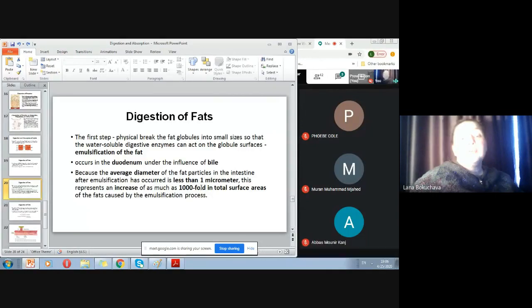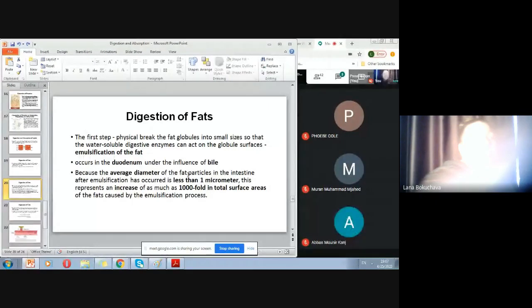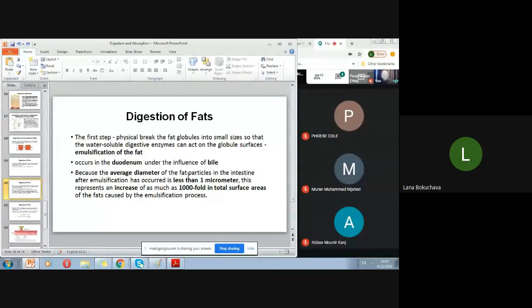That's a good, interesting piece of information. You can see here that the particular diameter of the particles which are produced after the emulsification is less than even 1 micrometer, and as a result it's increasing approximately 1,000 times. It's increasing the whole surface area of the lipids and their exposure to the enzymatic activity.